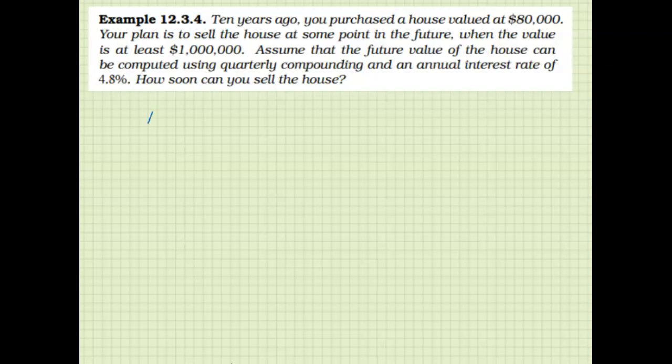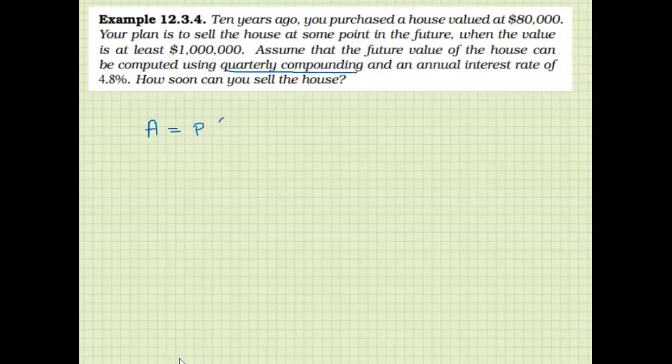All right, so we start with amount equals principal e to the RT. The amount that you want to sell it at in the future is $1 million. The present value of the house is $80,000. And the rate of growth is 4.8%. Sorry, wrong formula, because this is continuous compounding. It says it's quarterly compounding. All right, so let's start again.